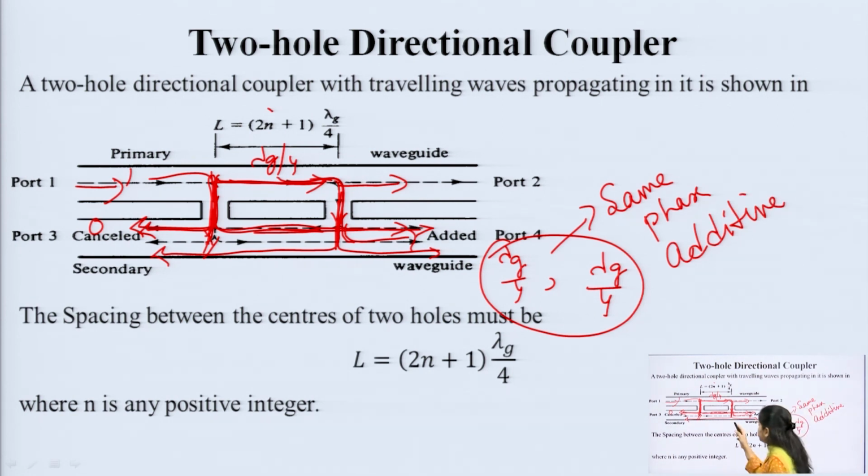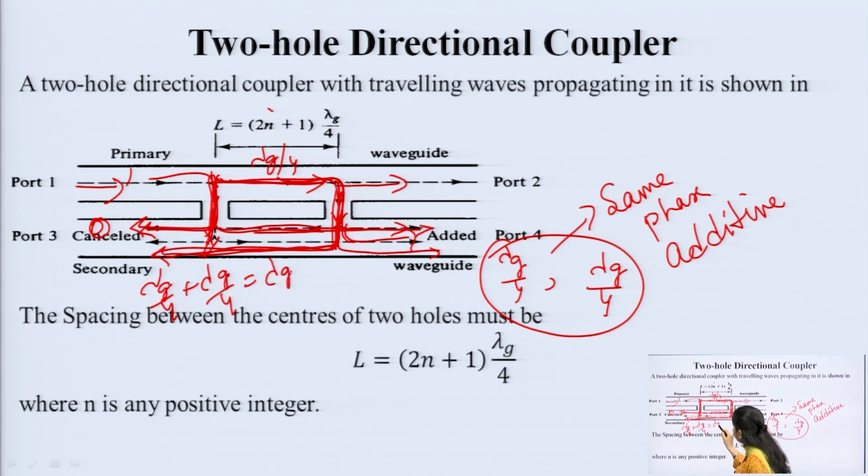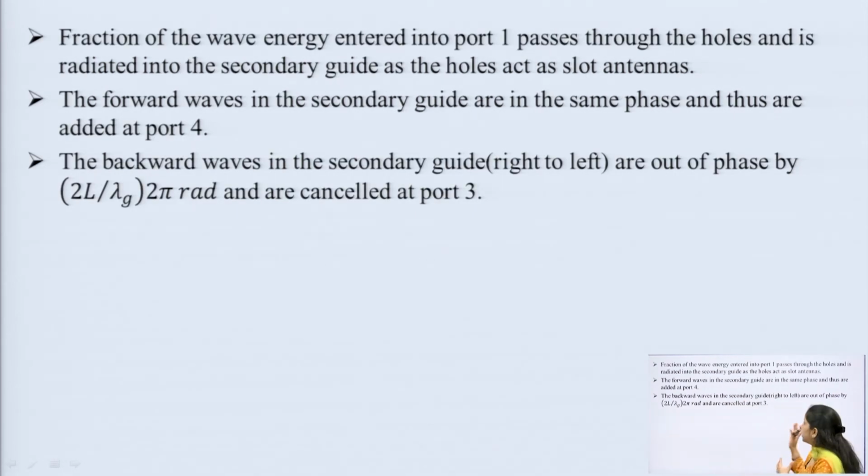But for the other wave, which has to go this way, the first wave has already traveled 0 distance, but the second one coming here has covered lambda g by 4 first, and again lambda g by 4 after coming. So, it will be lambda g by 2. So, 0 and lambda g by 2 are opposite phase, and that is why the wave gets cancelled at port 3. So, this is the basic working of the 2-hole directional coupler, and the same thing is interpreted here.